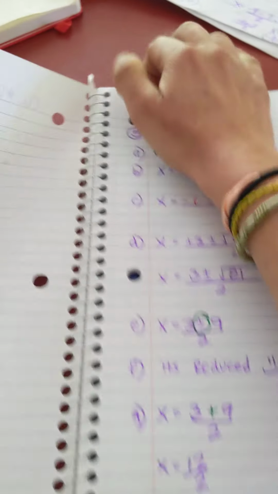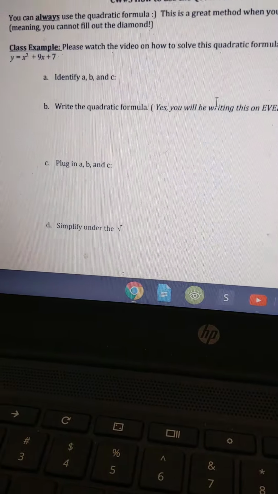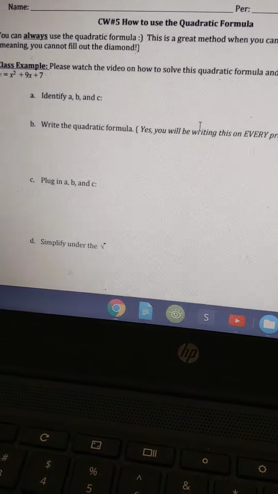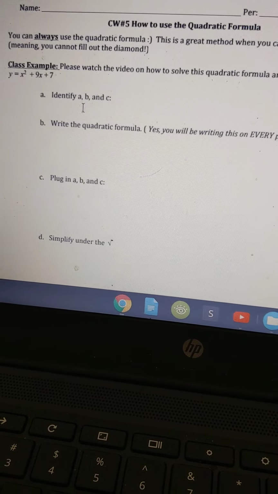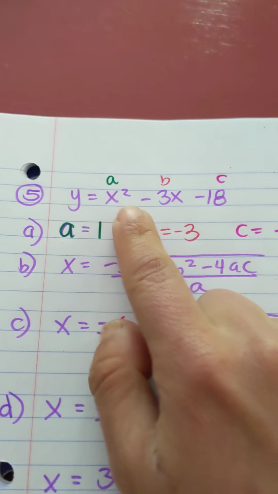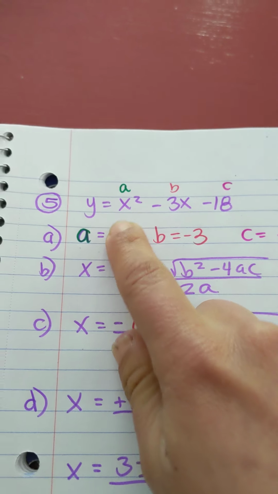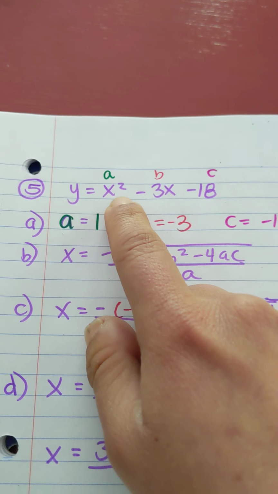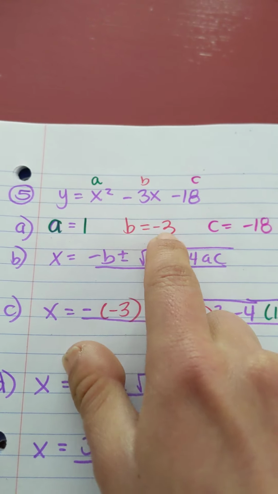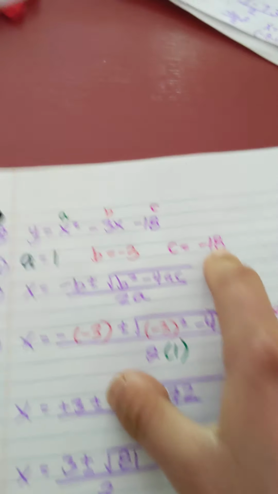Number 5. It says to follow the steps from classwork number 5. So I have classwork number 5 pulled up on my computer. Part A says identify A, B, and C. So our equation was x squared minus 3x minus 18. Our A is 1 because 1 is in front of the x. Our B is -3. And our C is -18.